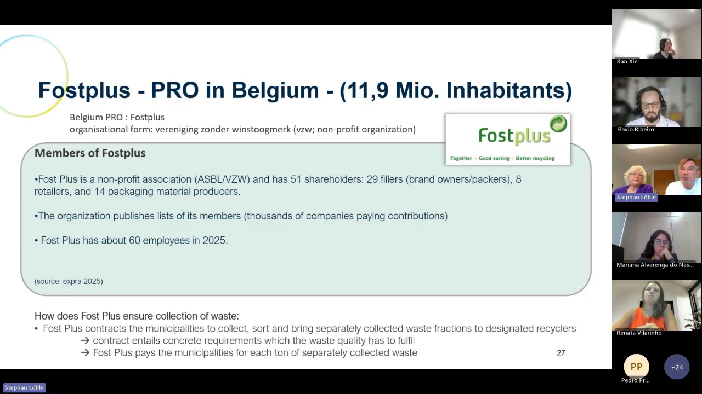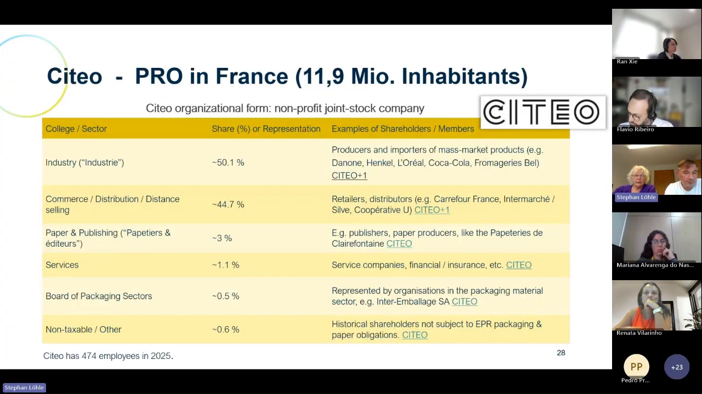And with their EPR fee setting, they also incorporate a specific eco-modulation. So they have different fees for, for instance, transparent PET bottles or opaque PET bottles, which are definitely more expensive per item, and so on and so forth. But it's very transparent, and you just need to go to the web page, and you can find each and every piece of information. And the next example is in France, Citeo.